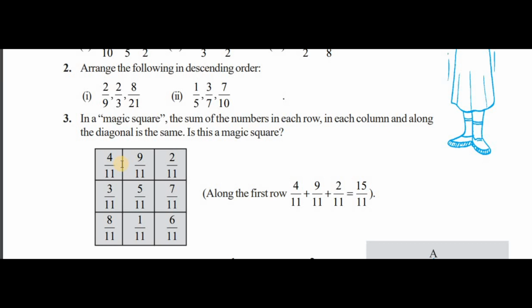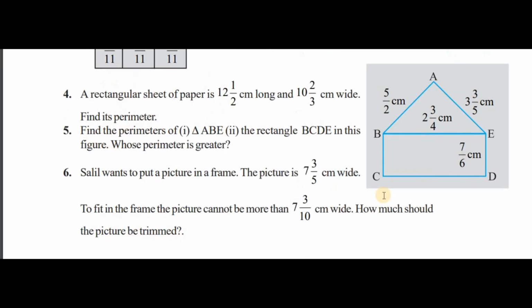Now coming to the diagonals. 4 plus 5, 9, 9 plus 6, 15. And this diagonal, 2 plus 5, 7, 7 plus 8, 15. So automatically it is going to be a magic square because for all the answers we got 15. That is the reason we can say it is a magic square.